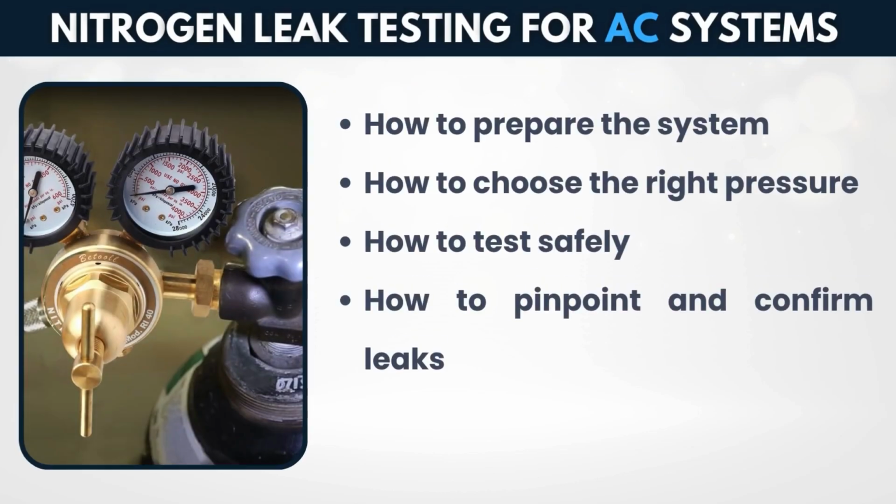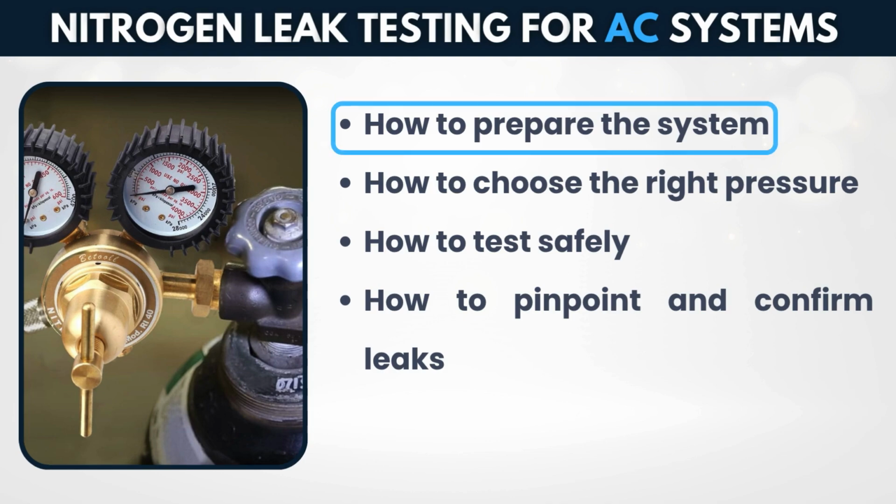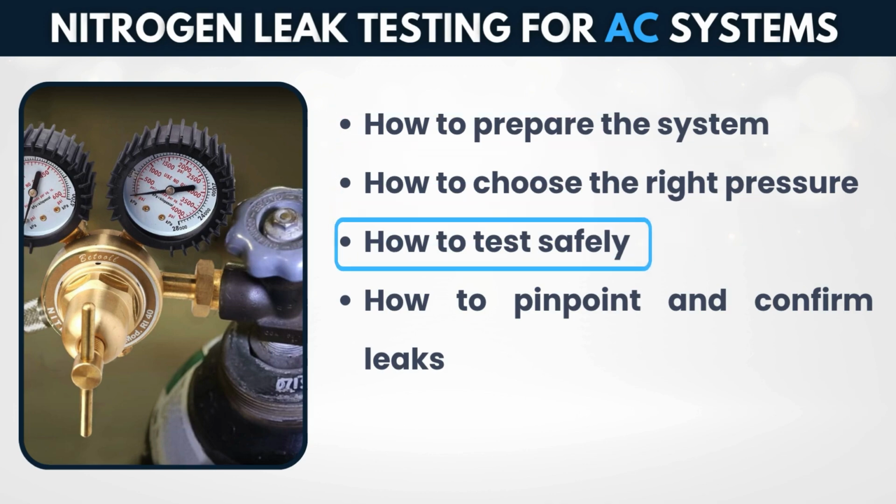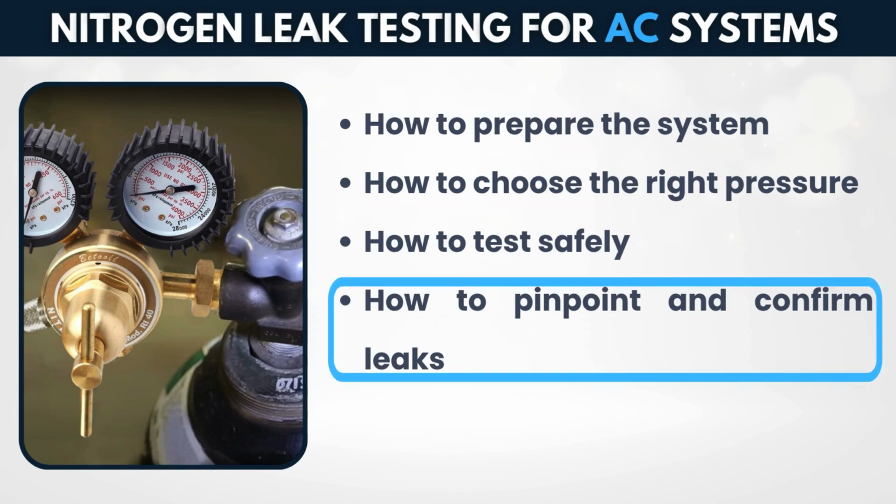In this lesson, we're going to learn a professional and safe method for finding refrigerant leaks in an air conditioning system using dry nitrogen gas. We'll go over how to prepare the system, how to choose the right pressure, how to test safely, and how to pinpoint and confirm leaks so your system stays reliable and contamination-free.